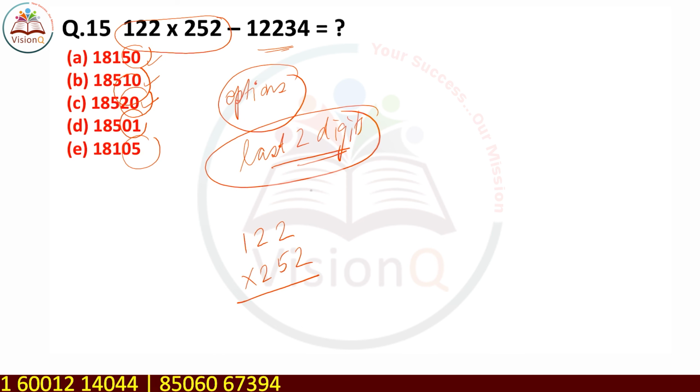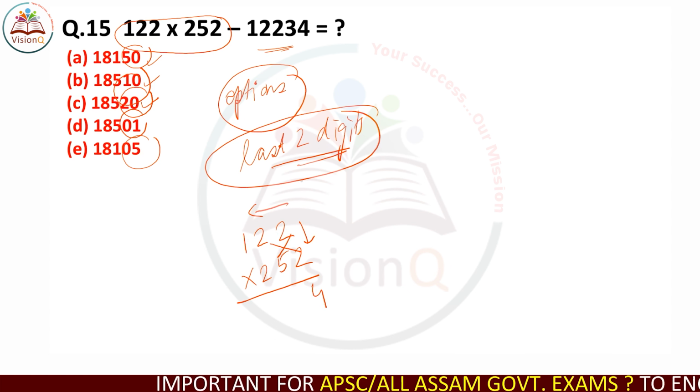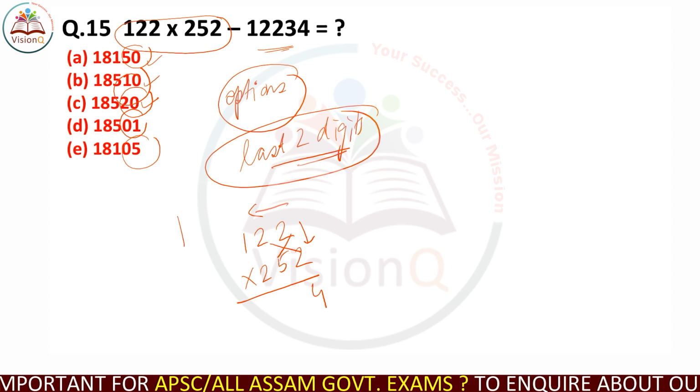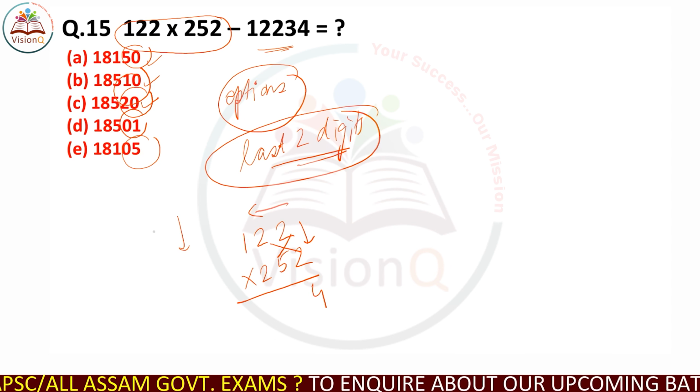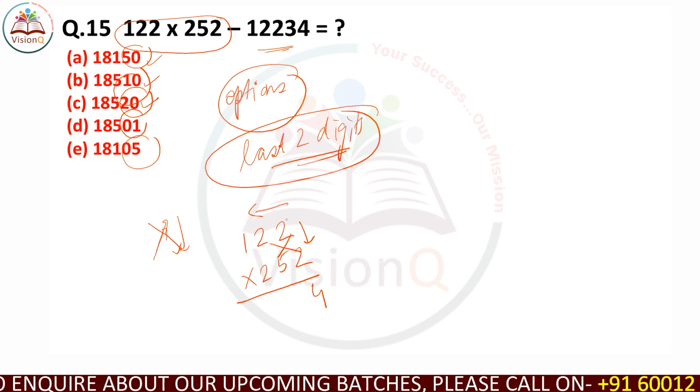See how to find out. Always move from right to left. First multiply 2 into 2, it is 4. In the next step, cross multiply 2 into 2 and 2 into 5. First multiply 2 into 2 vertically. 2 into 2 is 4. Next step is to cross multiply. 2 into 2 is 4.